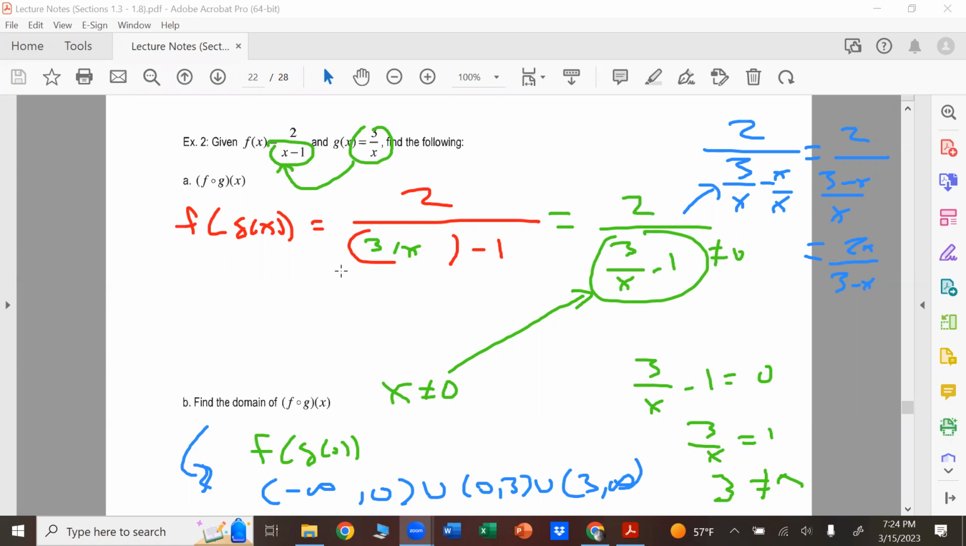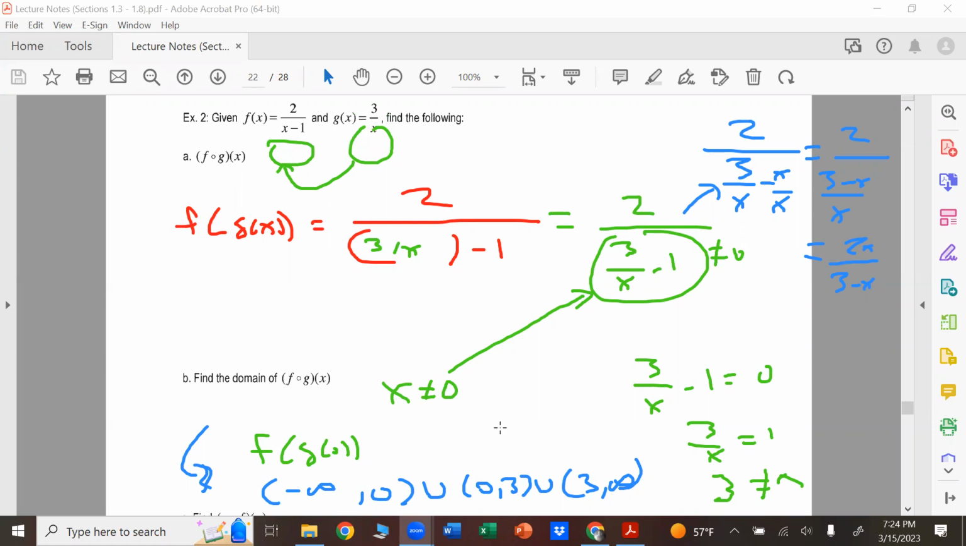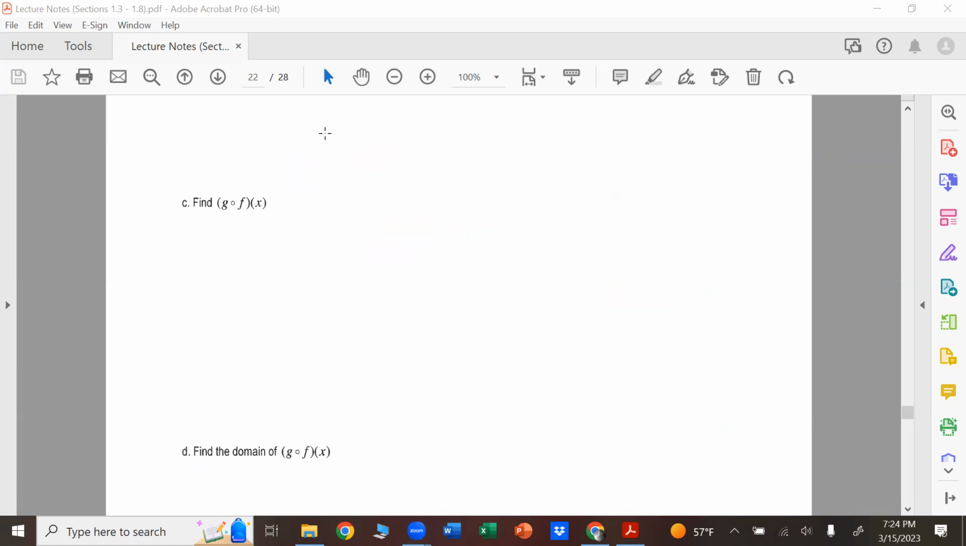We have 3 over x as a fraction. Of course, you can't have 0 in the bottom. And then overall, you have a big fraction, 2 over 3 over x minus 1. So the new denominator, 3 over x minus 1, also can't be 0. So we have to work that out as well. Let's do g of f of x. So remember, g of x was 3 over x.